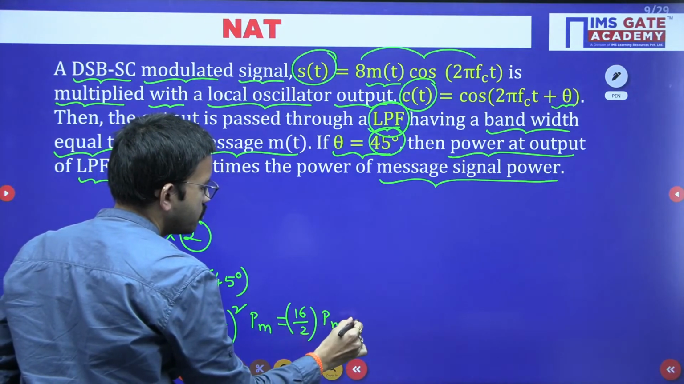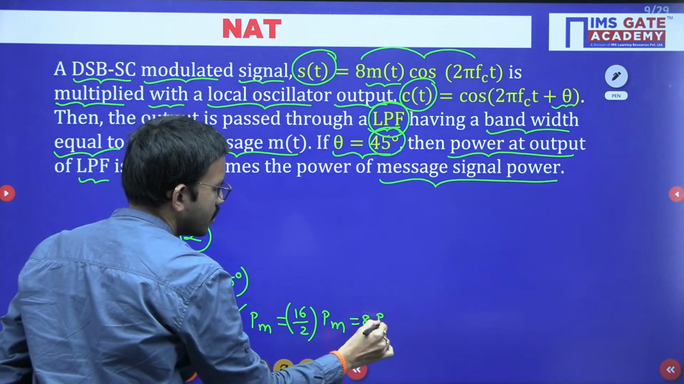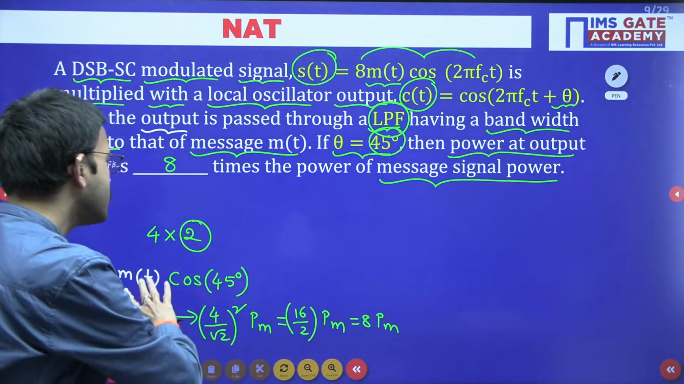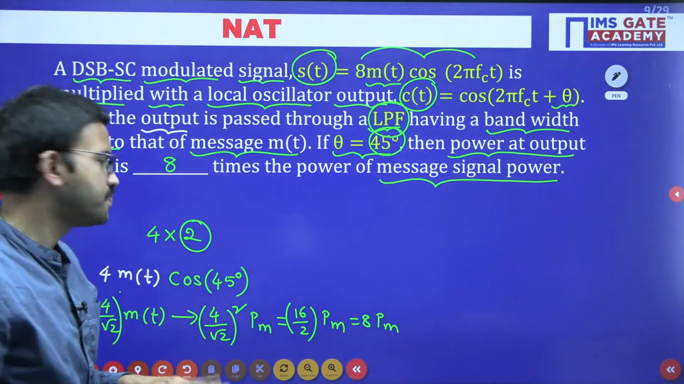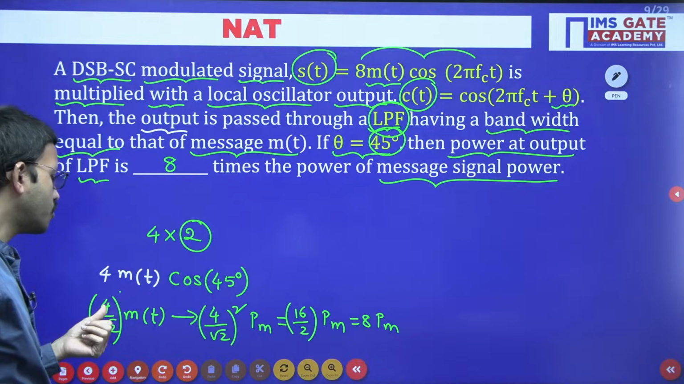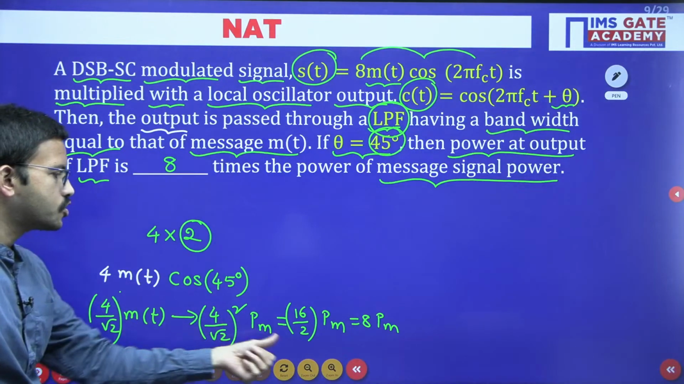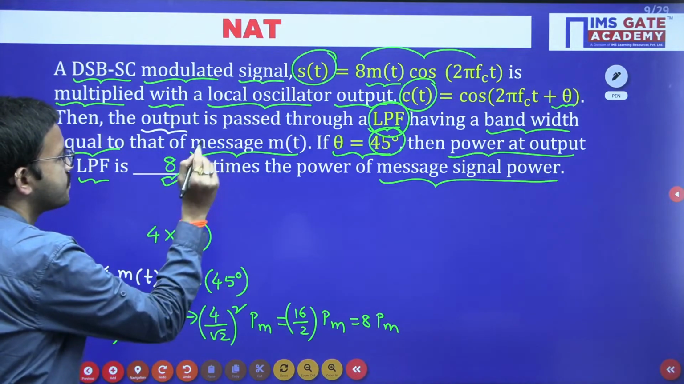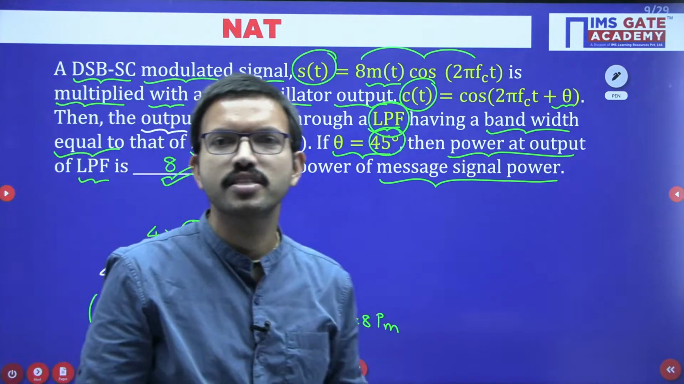So 16 by 2 is 8. Here, for understanding purposes, I have written the steps, but all this calculation you can do in the mind. Yes sir. Here you are going to get 4 by root 2. Just perform the square. 4 square is 16. Root 2 whole square is 2. 16 by 2 is 8. 8 times. That's all. No need to use pen and paper. I hope it is clear for everyone.